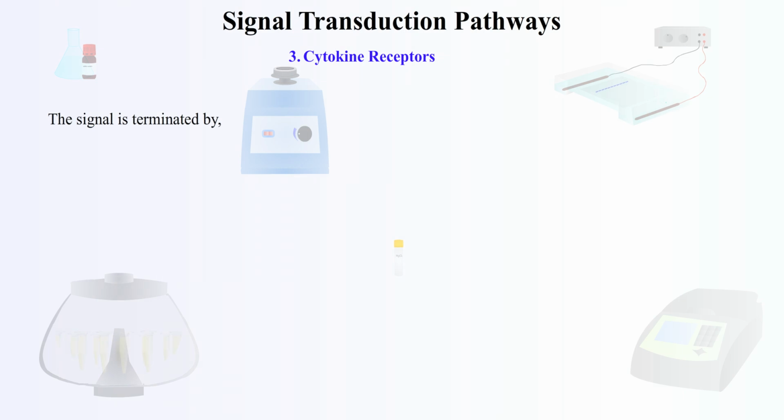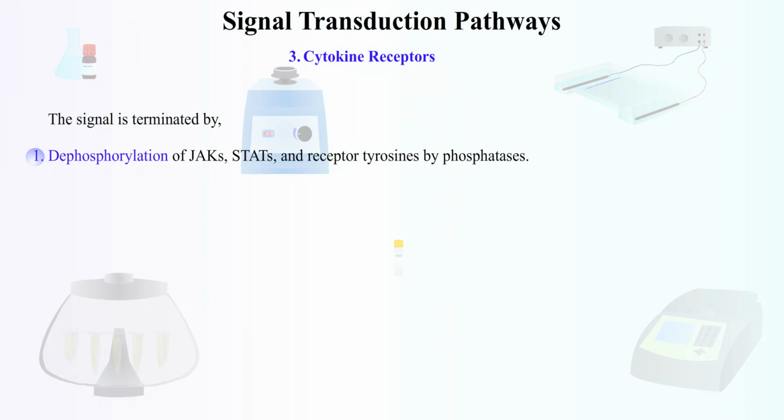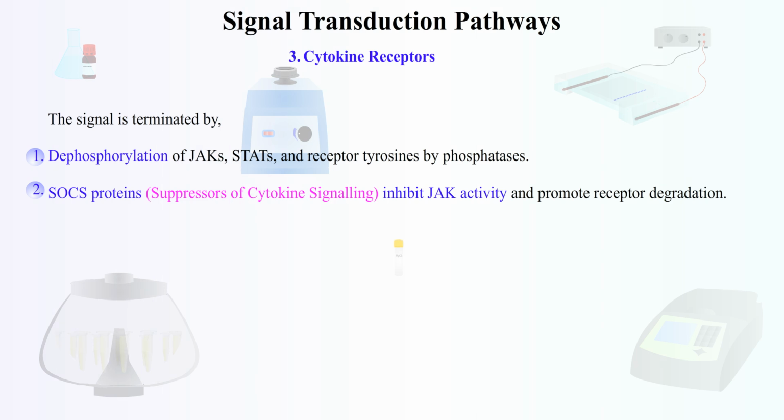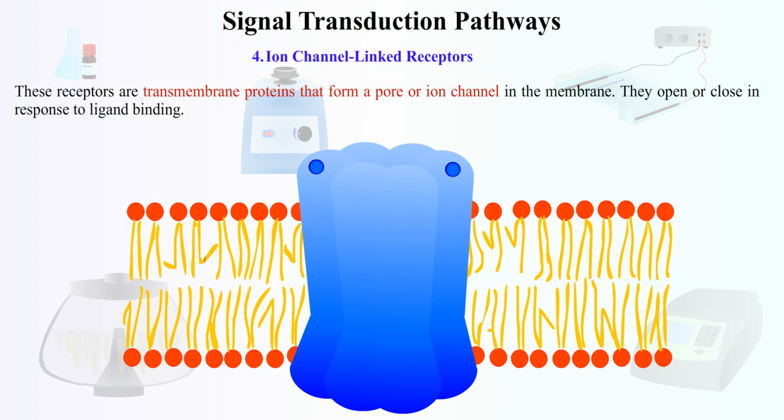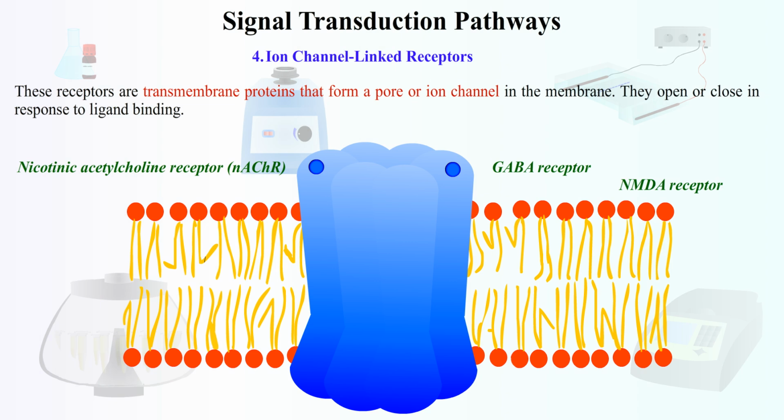The signal is terminated by: 1. Dephosphorylation of JAKs, STATs, and receptor tyrosines by phosphatases. 2. SOCS proteins inhibit JAK activity and promote receptor degradation. 4. Ion channel-linked receptors. These receptors are transmembrane proteins that form a pore or ion channel in the membrane. They open or close in response to ligand binding. Common examples are the nicotinic acetylcholine receptor, GABA receptor, and NMDA receptor.